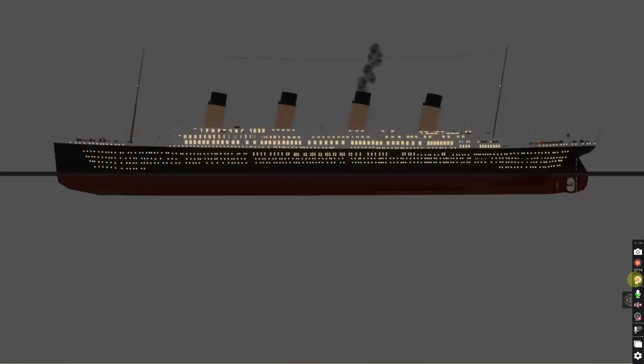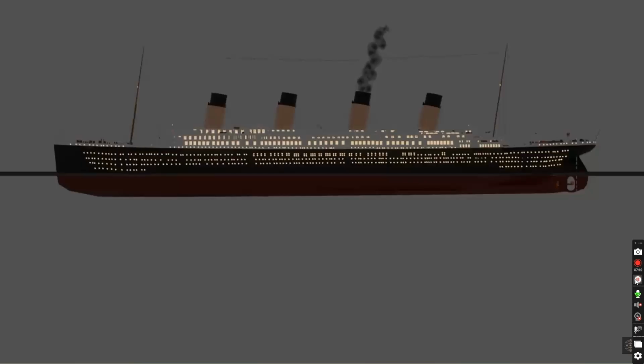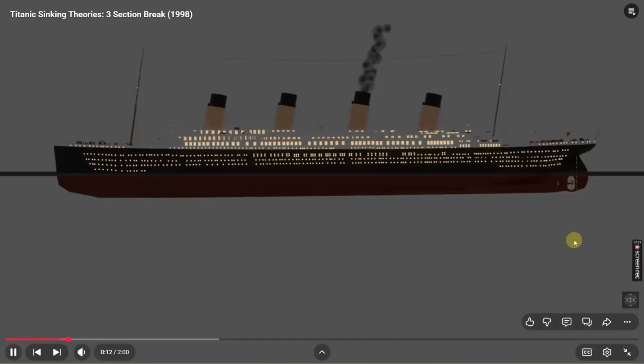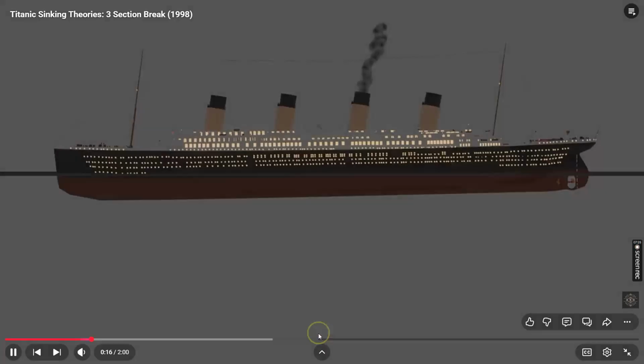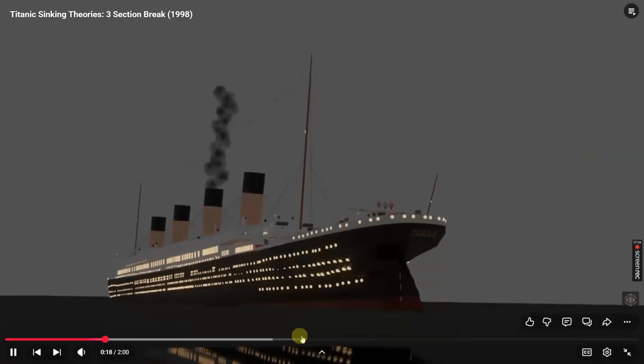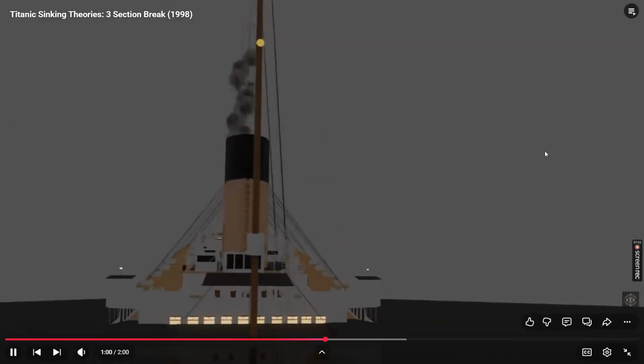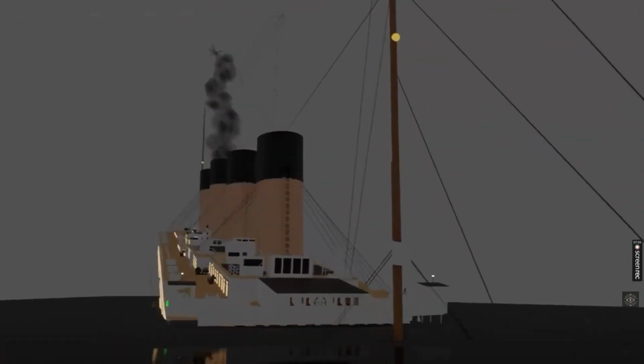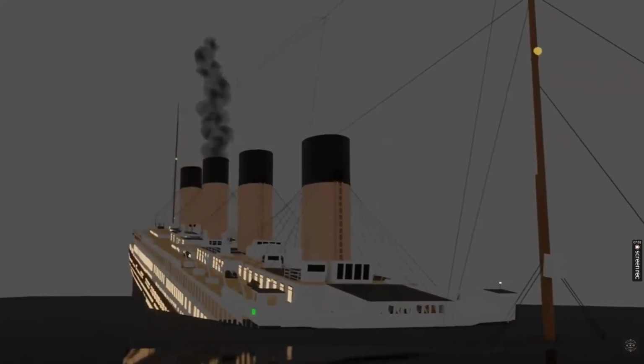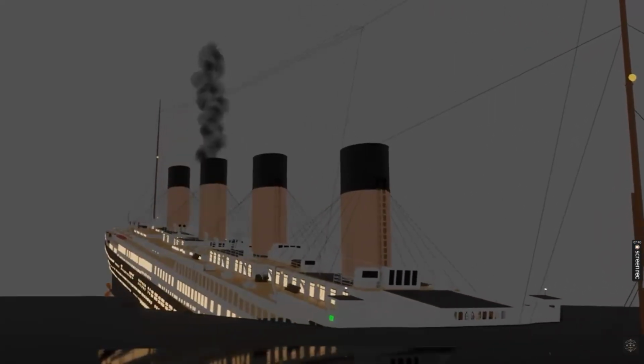Now let's go for a much more interesting but forgotten theory. That is the 1998 three-section break. Now, this is a pretty unique breakup theory. This happens to be a three-section break for the Titanic. As you can see, the final plunge begins when the bridge begins flooding.